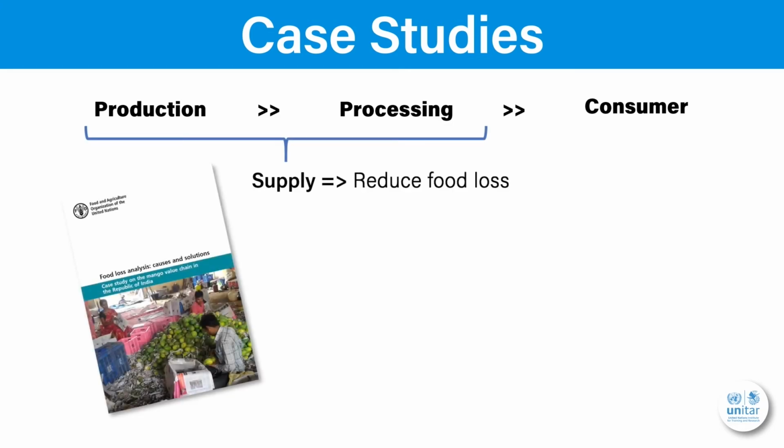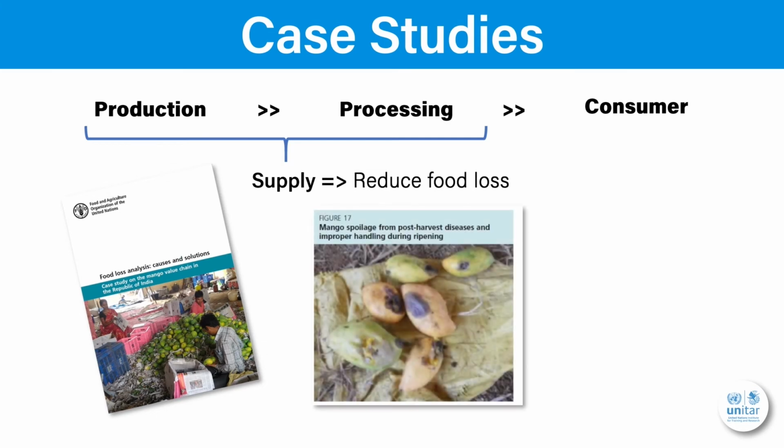An interesting case study was conducted by the FAO. In this study, the mango value chain in India was analyzed, as India is the world's largest mango producer. It was found that one of the critical loss points in the value chain was at the harvesting stage.